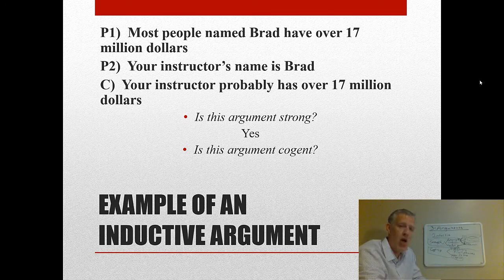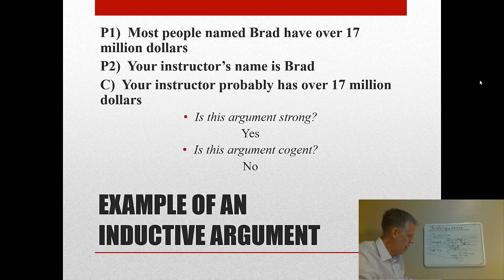Now, is it cogent? No, because while it's strong, one or more of the premises were false. Remember, all it takes is one to be false, and then it's not cogent. And unfortunately, as I said, most people named Brad have over $17 million is false, at least in my experience.